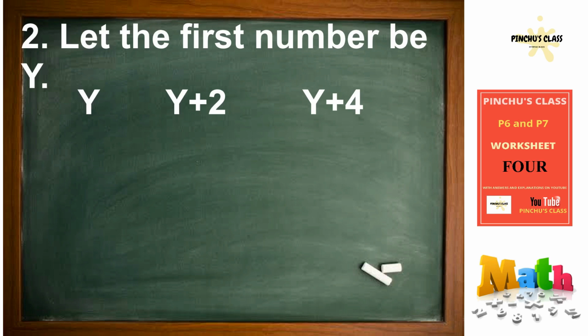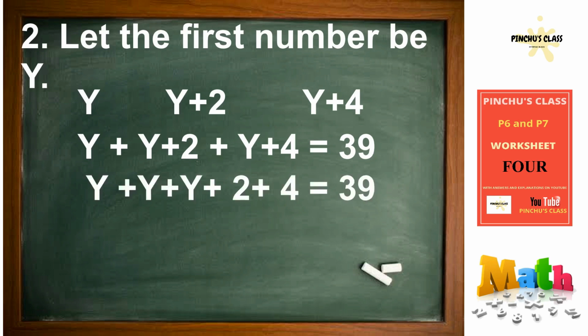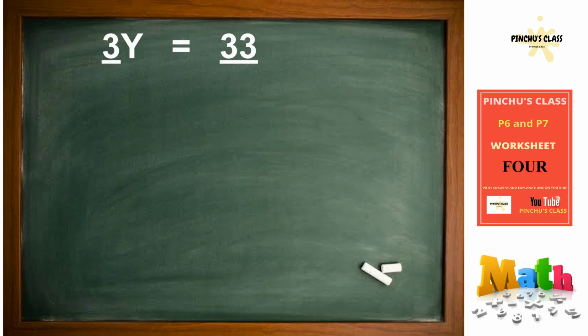Then after doing that, what we're going to do, we're going to add all of them. So this will be y plus y plus 2 plus y plus 4, and that gives us our total, which is 39. Then we collect the like terms. We shall get y plus y plus y plus 2 plus 4, that gives us 39. Then we shall get 3y plus 6 gives us 39. So we are going to take 6 the other side. So it will become 3y plus 6 minus 6 gives us 39 minus 6. So we shall remain with 3y is the same as 39 minus 6, which is 33.